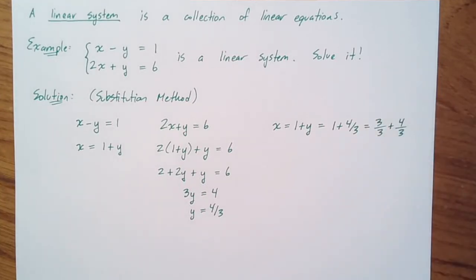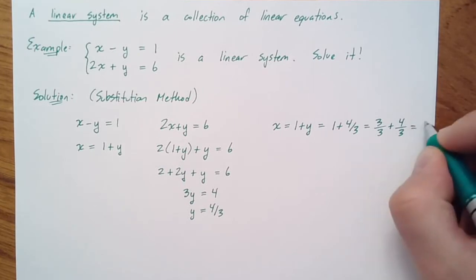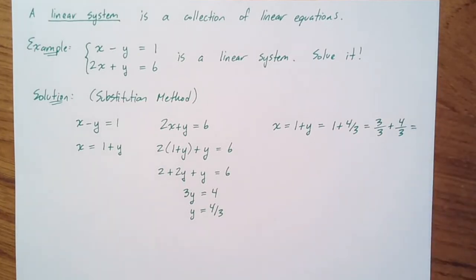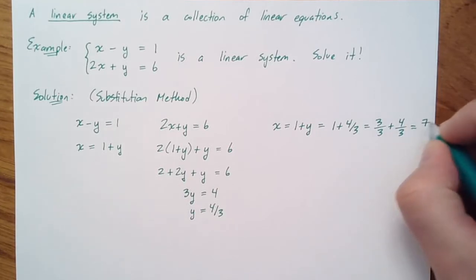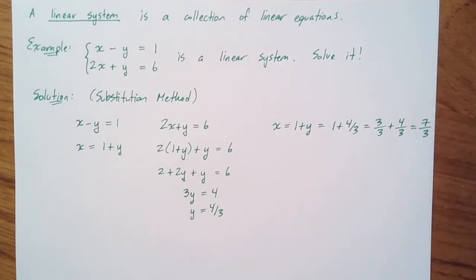So I've got 3/3 plus 4/3. Once I have the two fractions that have the same denominator, I can just add the numerators 3 and 4 to get 7. So I get 7/3. So now we know that x has to be 7/3, and we already knew that y has to be 4/3.